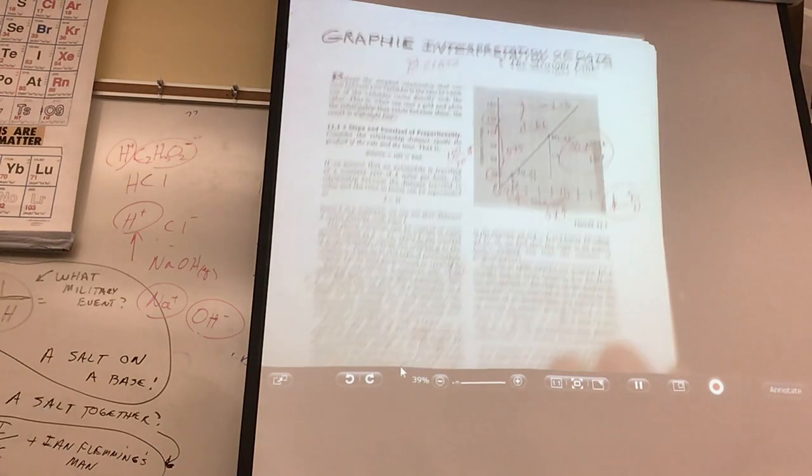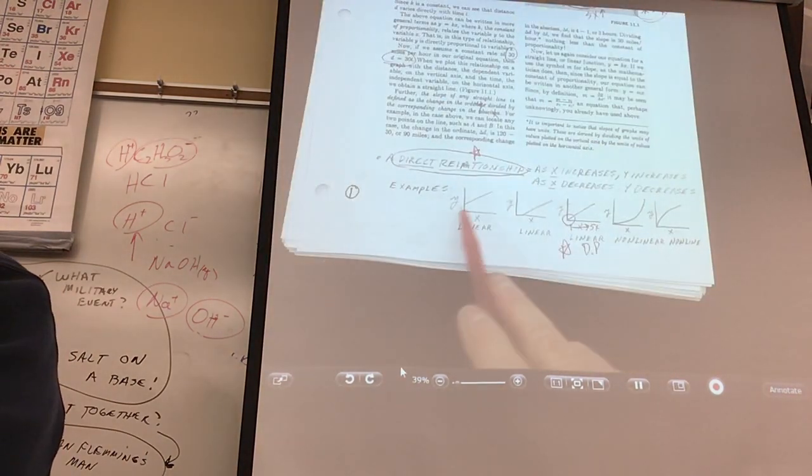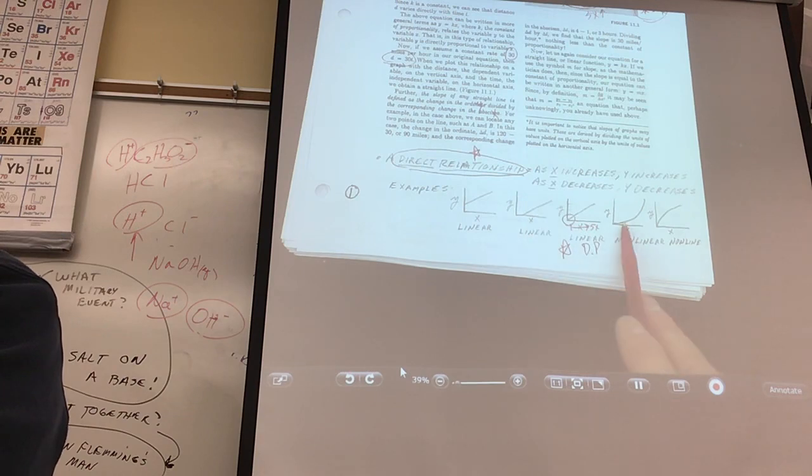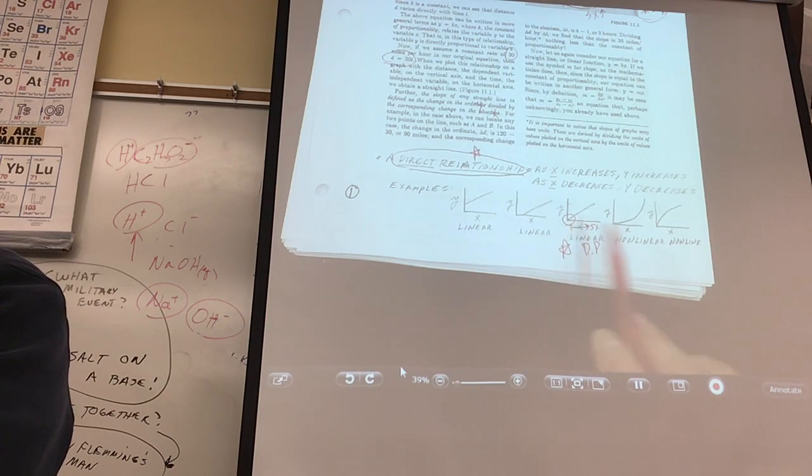That won't work here. You cannot say that here, or here, or here. That's not true. The only thing you can say here is this got bigger, this got bigger. That's all I can say there. This is linear, linear, linear, nonlinear, nonlinear. That's all I can say.